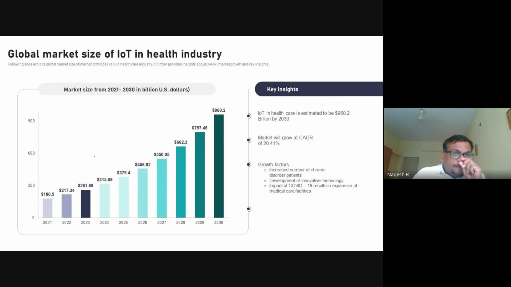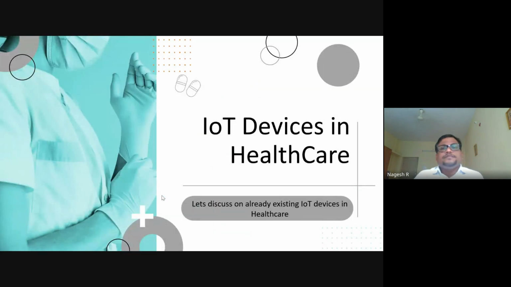The global market for IoT health in 2021 was $180 billion. It is expected to be $960 billion by 2030. This is because the number of chronic disorder patients is increasing and innovative technologies have been used. That's why, by this slide, we can say IoT in healthcare will be a huge market.